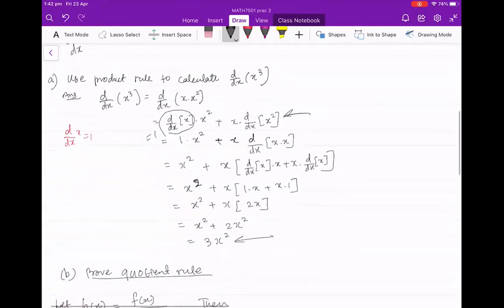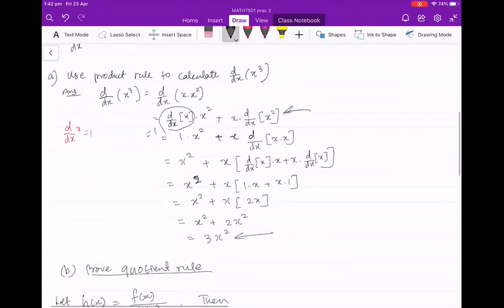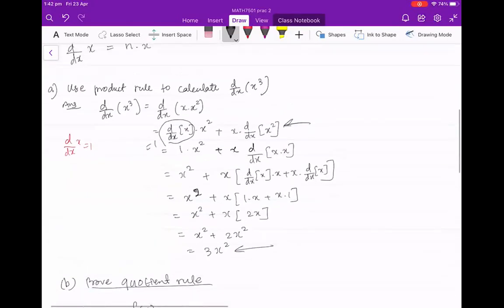Okay. Prove the quotient rule using the product rule, chain rule, and power rule. How would you proceed with this?